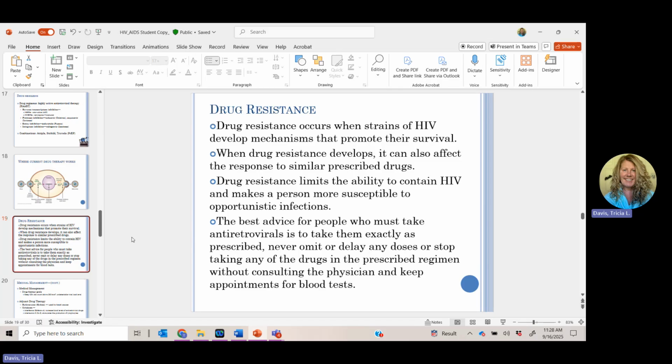We want them to take these medications exactly as prescribed. So we know we're going to make sure we talk to them about side effects, because if they know about these side effects ahead of time, hopefully there's things that we can implement to make those a little bit less, to keep them taking the medication. They should never omit or delay any doses or stop taking these medications without consulting a physician. And like I said, monitoring that viral load is going to be very important. So these patients have to make sure that they keep their appointments to have these frequent blood tests.